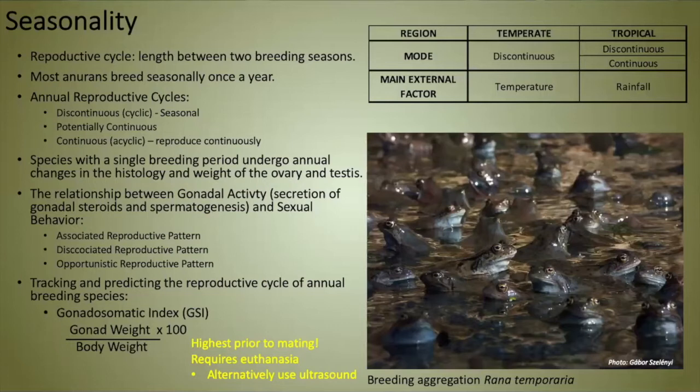Depending on the region, some species show an average pattern. Temperate species, most of them, show a discontinuous, cyclic, or seasonal reproductive pattern, and the main factor affecting these species is usually temperature. For tropical species, we'll find species with discontinuous and continuous patterns, and rainfall is the most important factor.